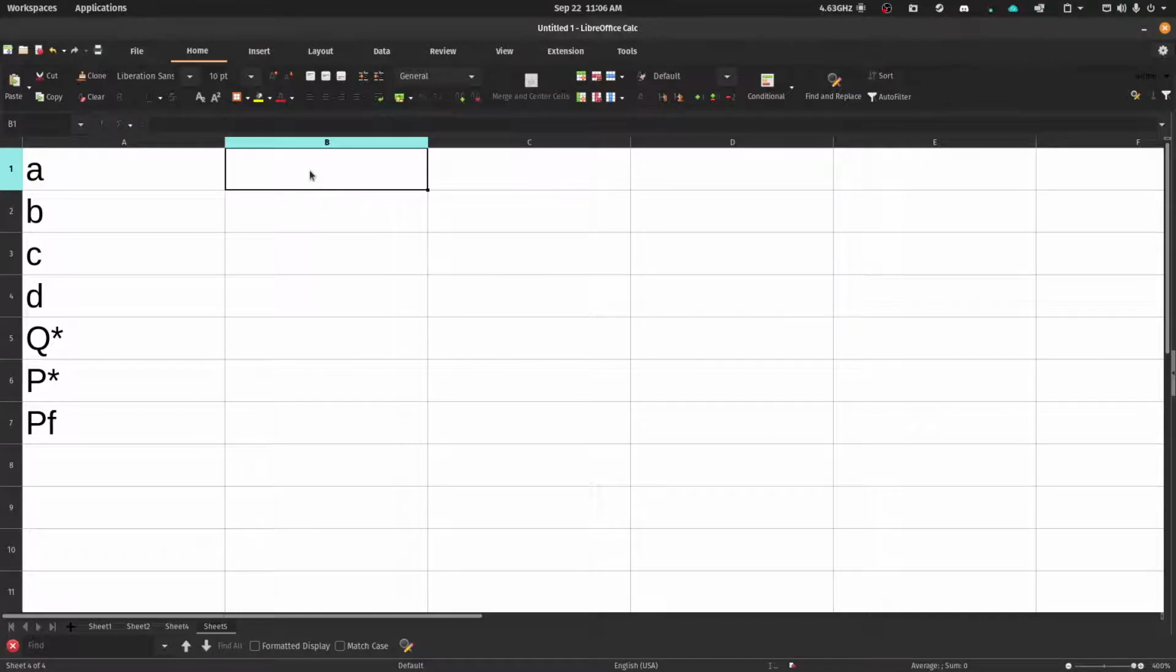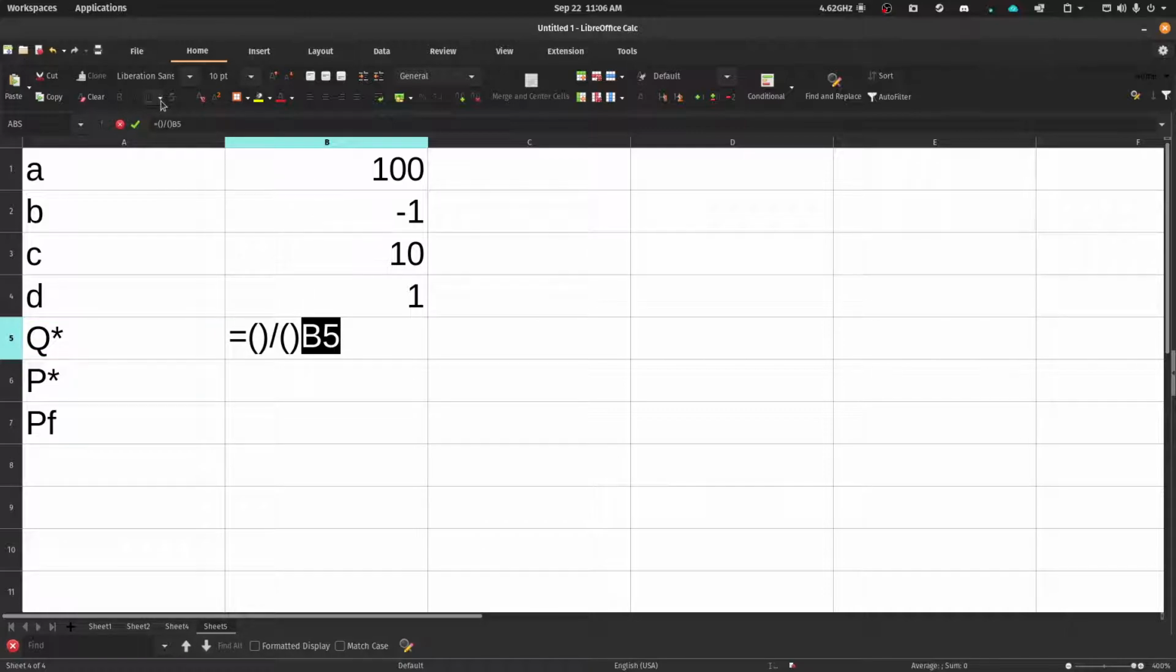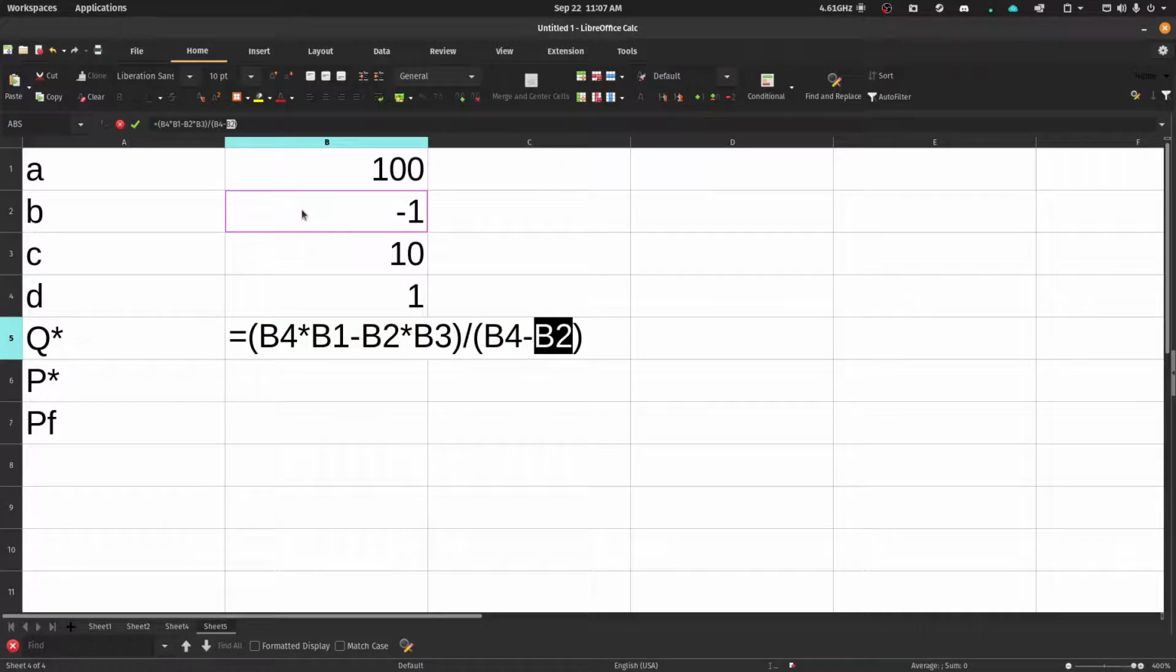So A, this is the top of our demand curve. Let's call it 100. B is going to be, let's say, -1. C, let's make it 10. And D, we'll make it +1. Just throwing numbers into here. So Q is going to be some stuff over some other stuff. I'm going to sort out my parentheses first, just so that it all works. We want D times A minus B times C all over D minus B.